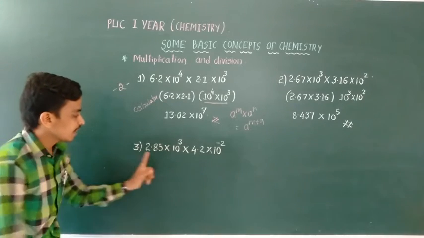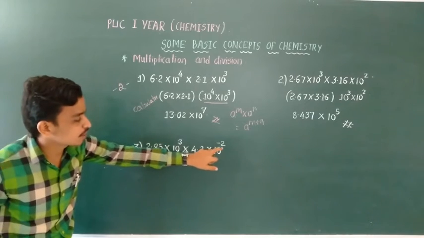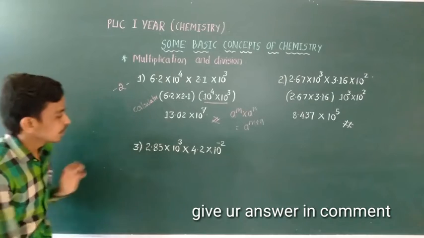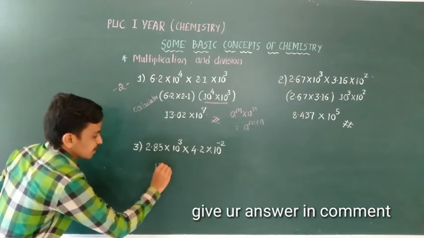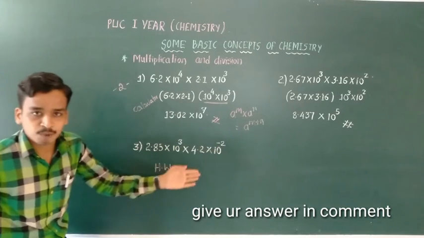It is 2.85 into 10 raised to 3 divided by 4.2 into 10 to the power of minus 2. Observe here it is minus 2, and you have to report in the comment section. Observe the numbers correctly and report it to me in the comment section.